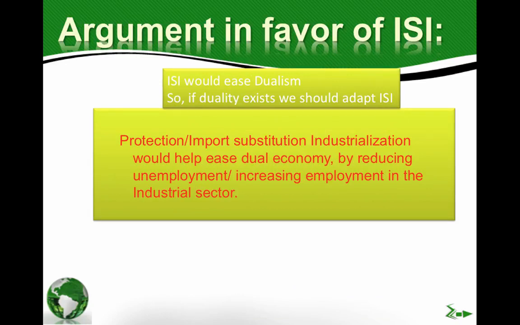As I mentioned earlier, import substitution industrialization can ease dualism by reducing unemployment. You protect the import competing sectors, your manufacturing sectors, your modern sectors, from imports. You block out imports. The production takes place at home. There's an increase in production, an increase in manufacturing goods. Employment increases, and you can deal with these slum areas, these high levels of unemployment in urban areas.